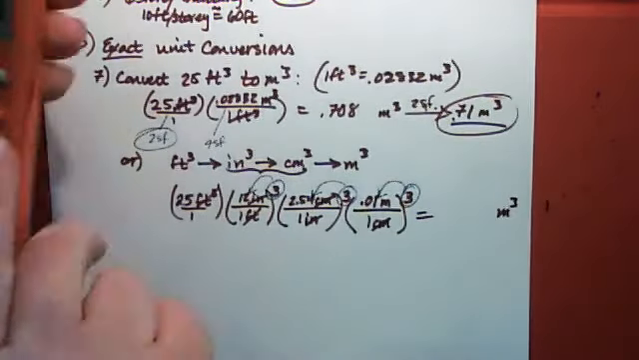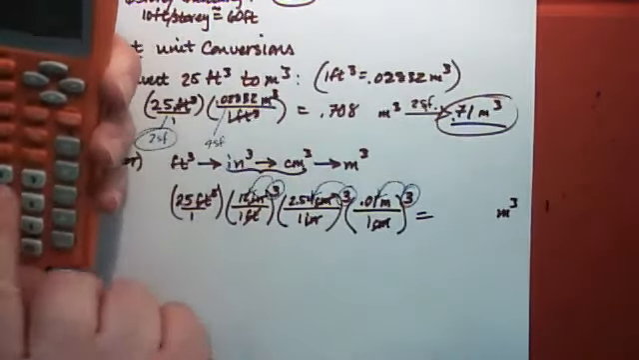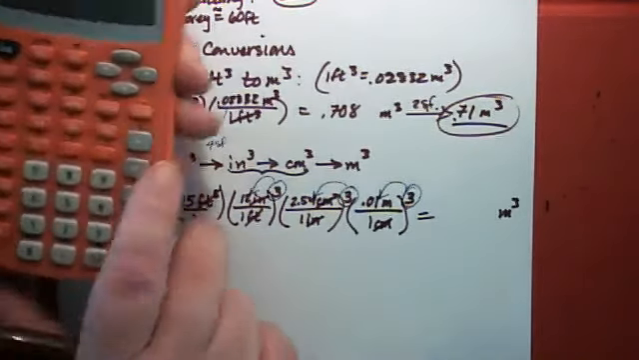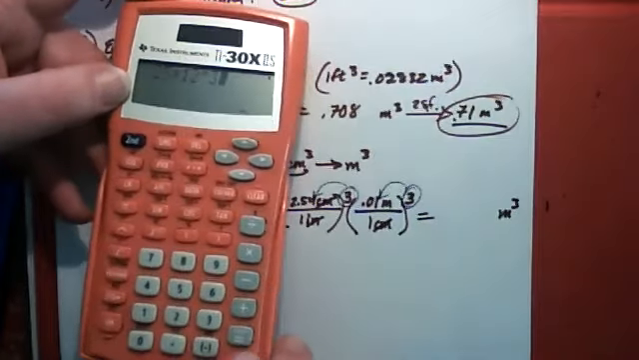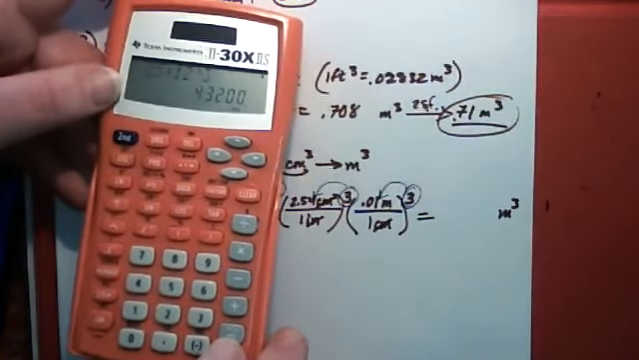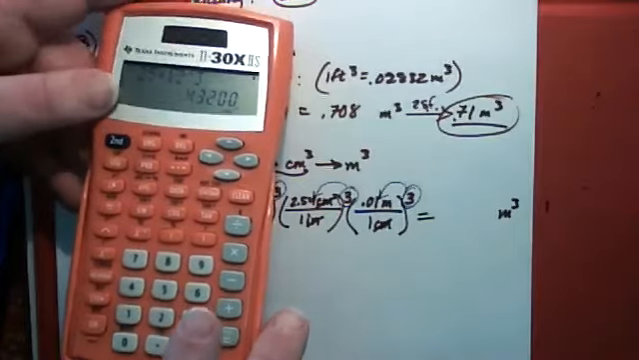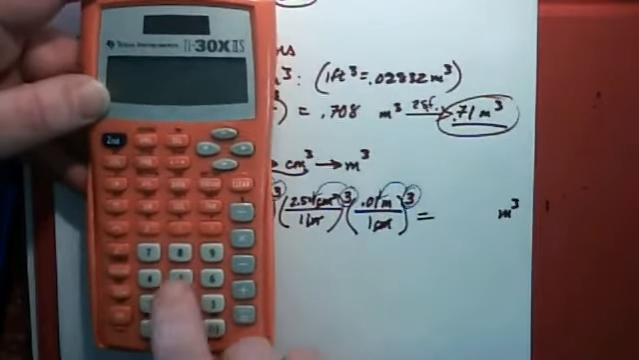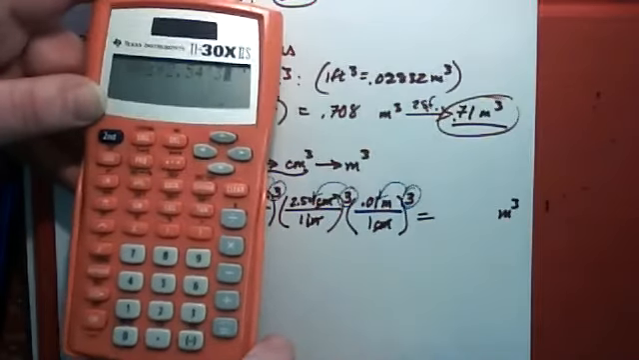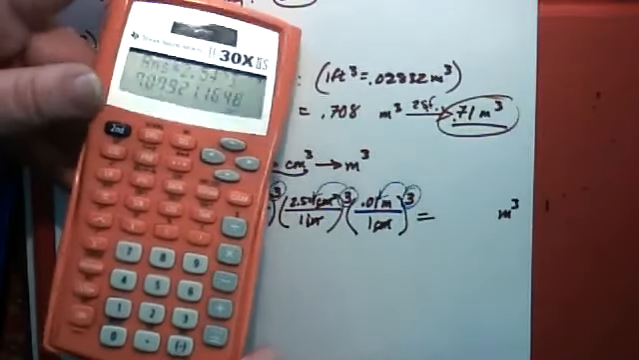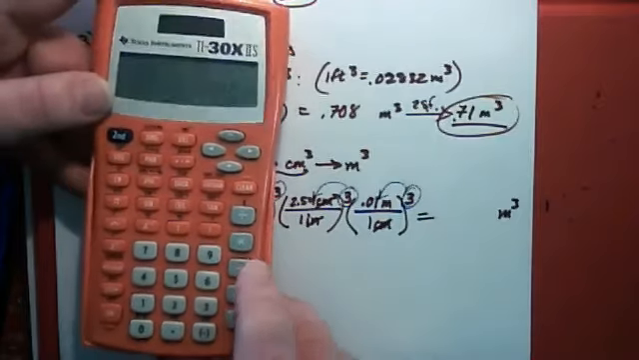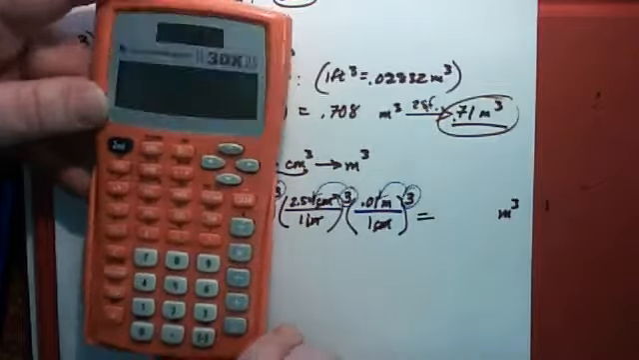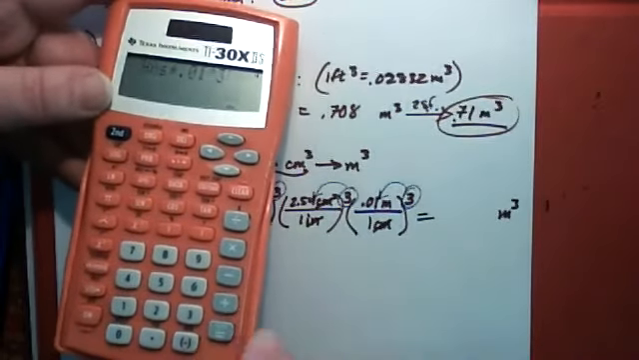And so if we multiply this out, we get 25 times 12 raised to the third power. And to avoid any misunderstandings, I basically like to hit equals after every step. Okay, so 25 times 12 to the third power equals this. And it's that times 2.54 to the third power, which equals that. And then that's going to be times 0.01 raised to the third power, which equals that.